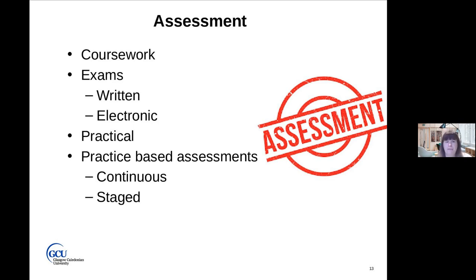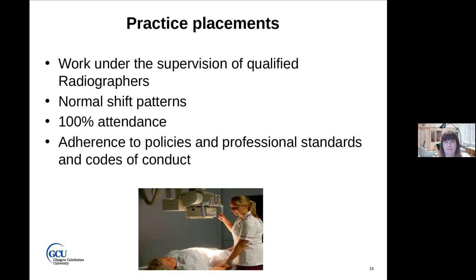Okay. And again, practical-based assessments, these tend to be done in clinical and what we call staged assessments, where you will be asked to perform a chest x-ray or a hand x-ray on a patient and the radiographer assesses you. We also do continuous assessments in your final year, where you're in charge of the x-ray room for an hour and organising the workflow through that room for that hour, but you are obviously always supervised by a qualified member of staff.